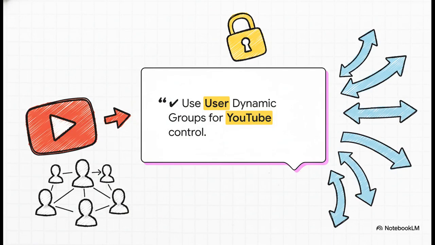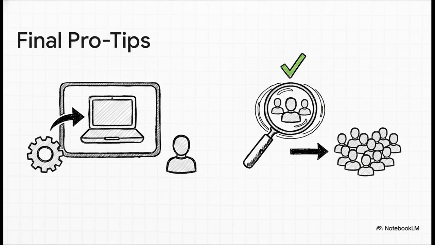Look, if you only remember one thing from our time together, let it be this. For controlling access to a service like YouTube, which is all about the user, targeting user groups is the most logical, the most effective, and the most scalable way to do it. Period. And here are your final action items.